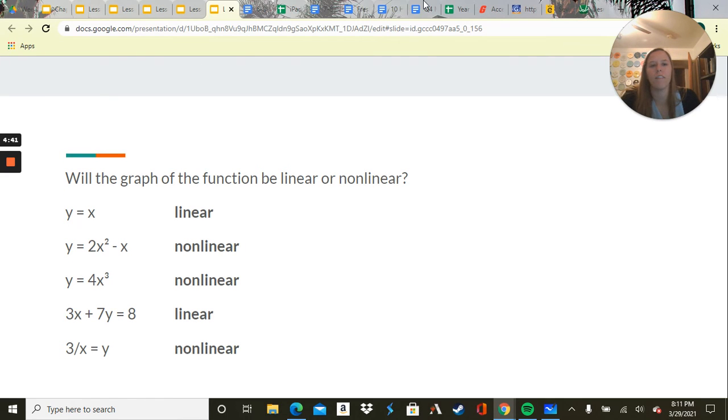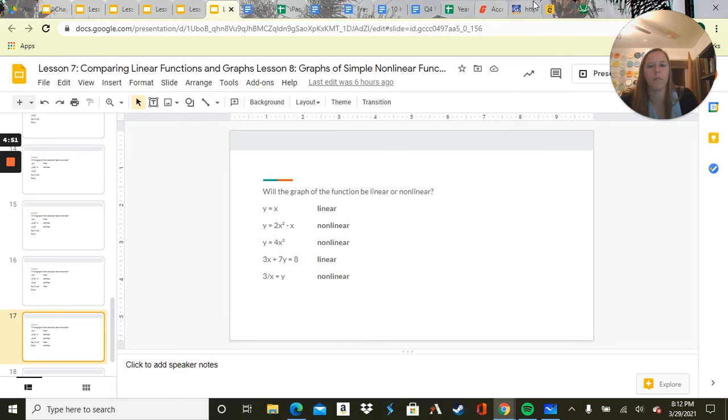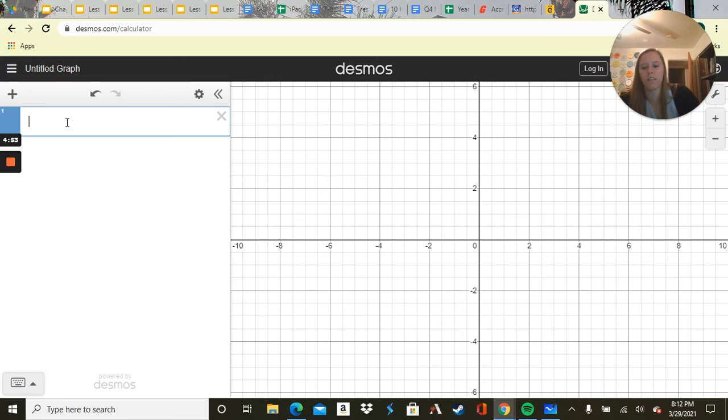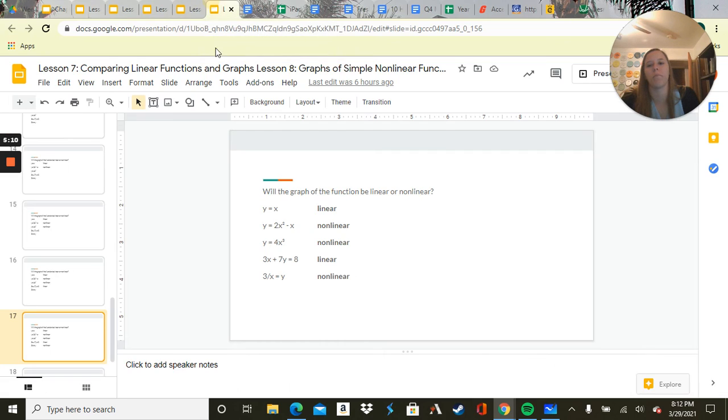Okay, so now we're going to graph these. So first we have y equals x. It's a line. Next, we have y equals 2x squared minus x. So this is called a parabola. Okay, you'll learn more about those in algebra.